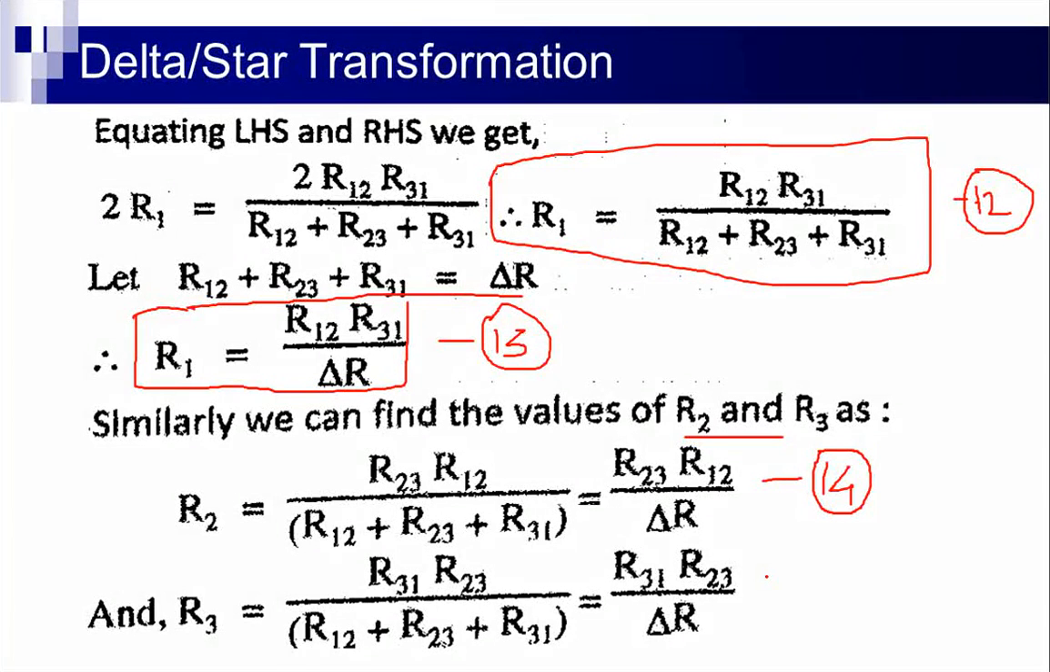If a similar procedure is occurring to find out the values of R2 and R3, then we can skip the above step to find out the values of R2 and R3 by just writing similarly we can find out the values of R2 and R3 as. Okay, so this is equation 14 and this is equation 15. So in this manner we have found out the value of the equivalent star network.